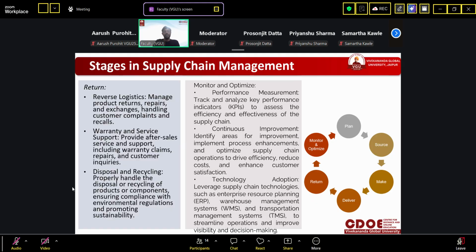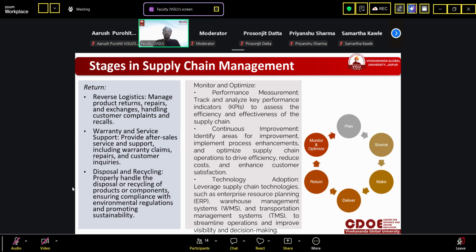So you need to maintain all that part in supply chain management: volunteering service, disposal and recycling, monitor and optimize, continuous improvement, technology adoption. After return, we just keep monitoring. Performance measurement means tracking and analyzing key performance indicators, KPIs, to assess the efficiency and effectiveness of the supply chain. Always be focusing on continuous improvement.